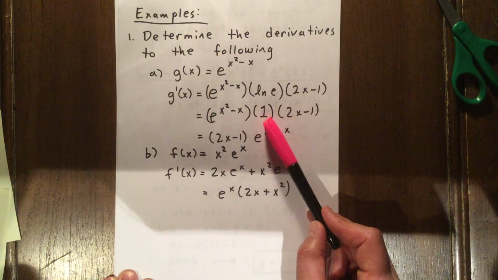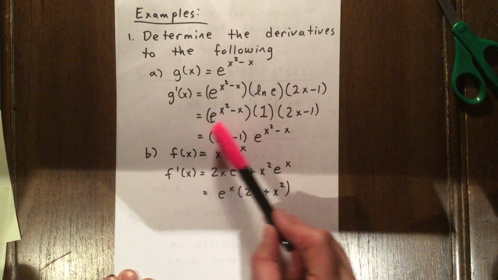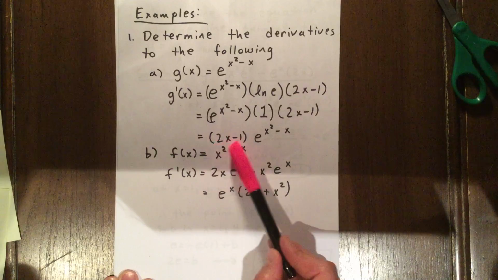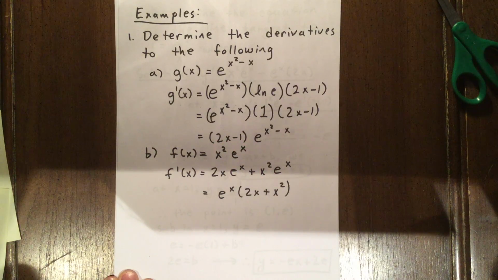Well, the ln of e is just 1. So what we have is e to the x squared minus x times 2x minus 1, or in other words, 2x minus 1 times e to the x squared minus x. This last line is optional.